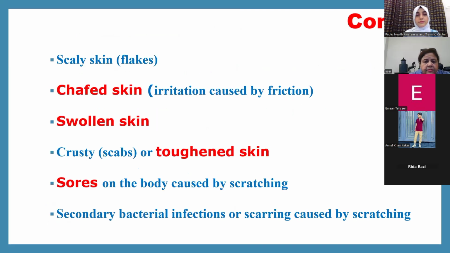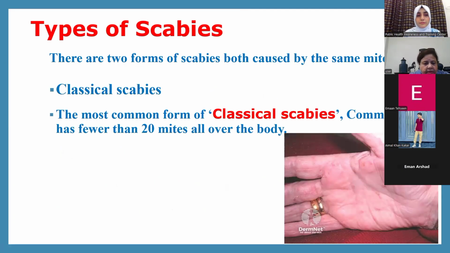Next, please. It will appear as scaly skin flakes. Mites eat skin flakes in the epidermis of the skin. Chapped skin, irritation caused by friction, swelling: this is classical scabies. It's a very common form of scabies. The common type has fewer than 20 mites all over the body, which shows that in classical scabies a smaller number of mites infest the upper surface of the skin.